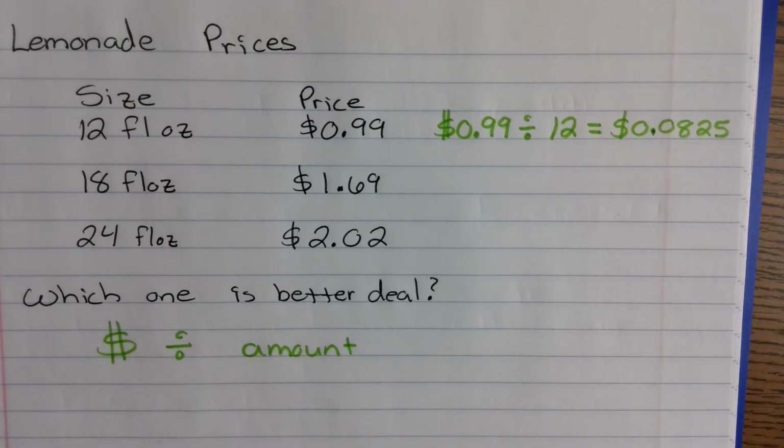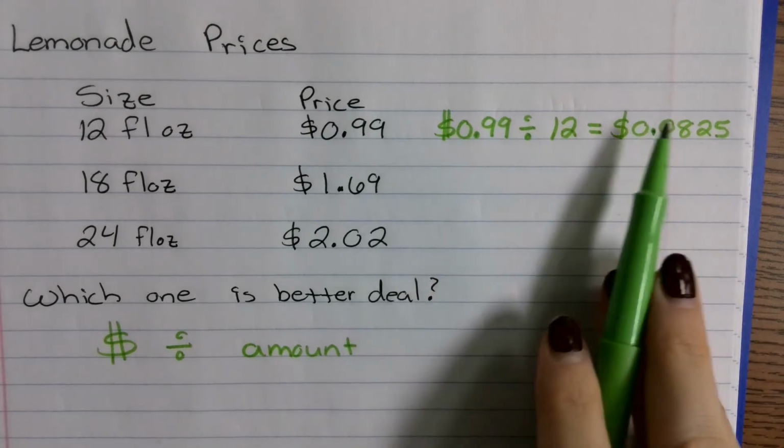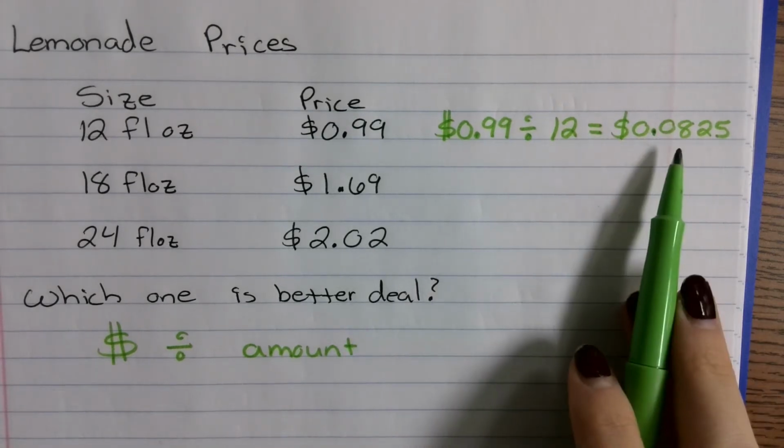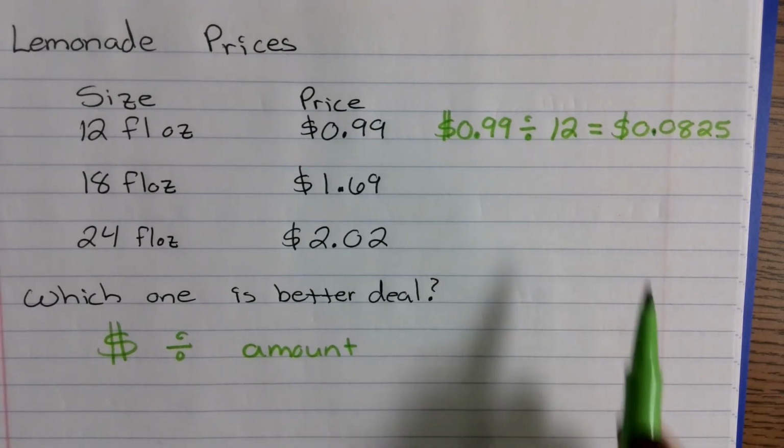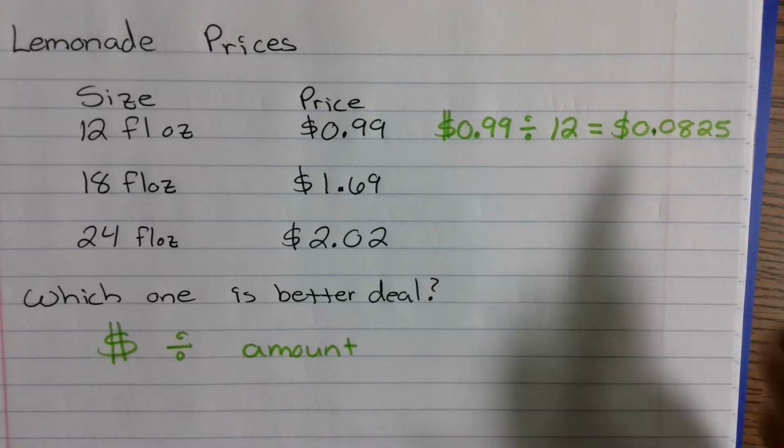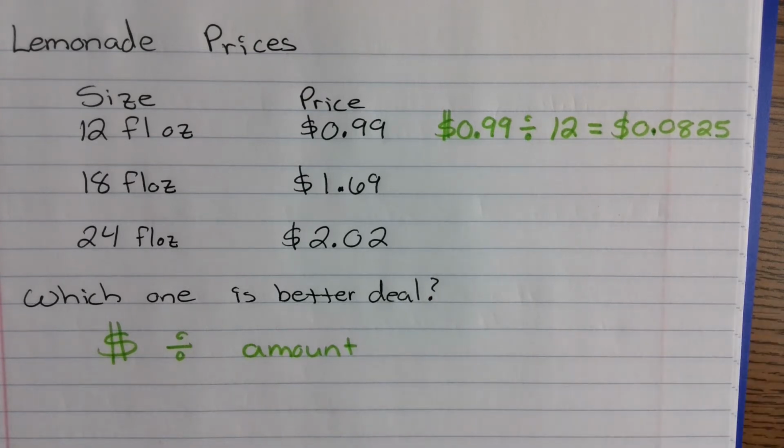Because there's a possibility that if I round this, if I say, oh, it's 8 cents, and then I do it with something else, it might also round to 8 cents. And then how would I know which one's cheaper? You have to look at it in its raw form. When you are comparing, you compare the raw form.